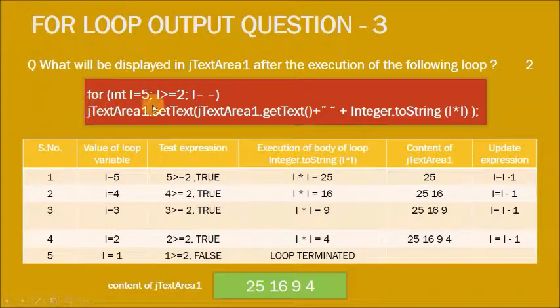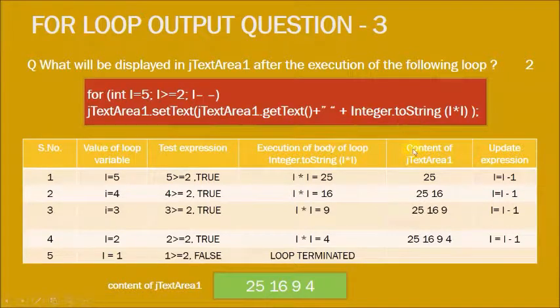So let us see how this loop will execute. In the first iteration, the initialization expression will be executed, so the value of i will become 5. Next, it will go to the test expression, 5 >= 2. Yes, the expression is true, so the body of the loop will execute. In the body, first Integer.toString(i * i) will be executed, as the value of i is 5, so 5 into 5 will become 25.